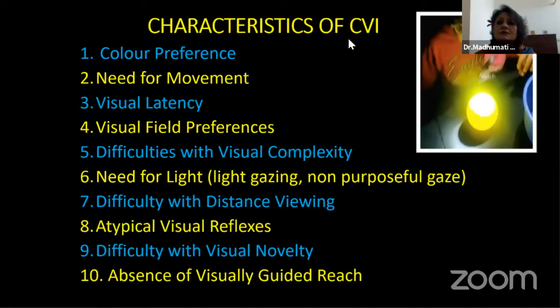When we're talking about the assessments, it's important that we learn about the characteristics, which Dr. Suma has mentioned also. Our children with CVI, cerebral visual impairment, show strong color preference, need for movement, visual latency or delay, visual field preference, difficulties with visual complexity, need for light or light gazing and non-purposeful gaze, difficulty with distant viewing, atypical visual reflexes, and difficulty with visual novelty. They do not respond to any new stimuli easily, and there is absence of visually guided response.